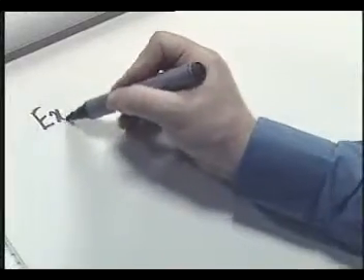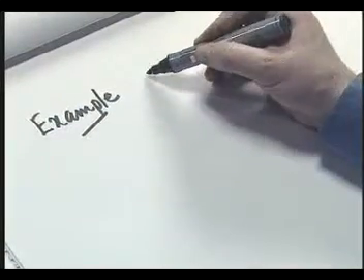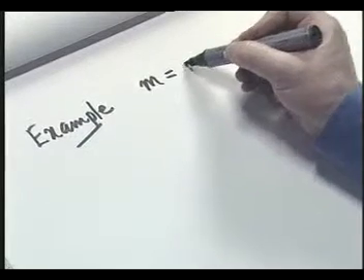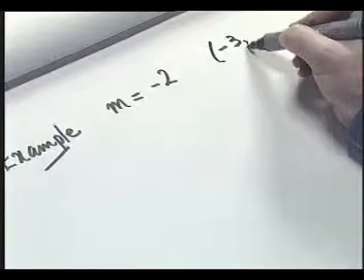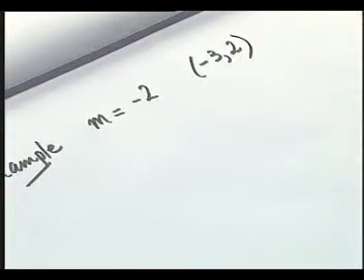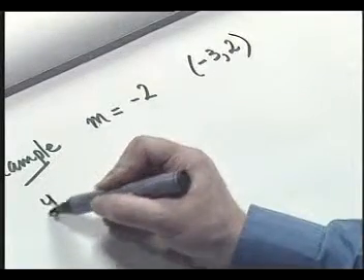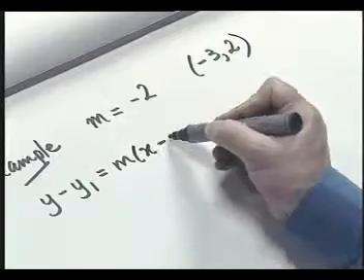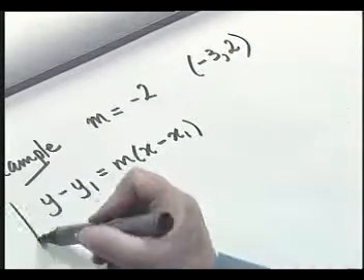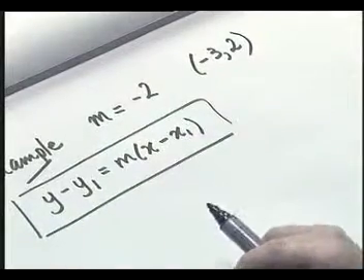Let's look at a specific example. Suppose we're interested in a straight line where the gradient is minus 2 and it passes through the point with coordinates minus 3, 2. We know the general form of a straight line. It's y minus y1 is m times x minus x1. That's our general result, and all we need to do is pop this information into this formula.